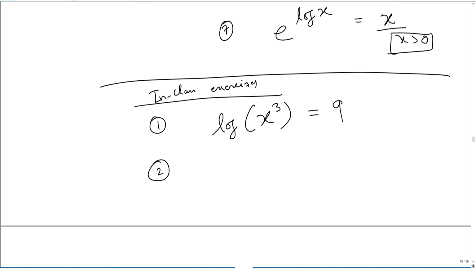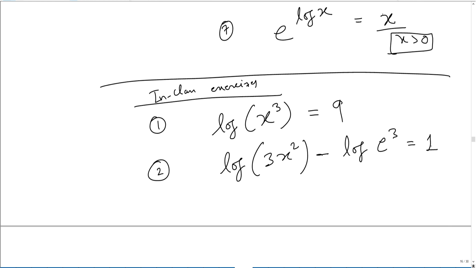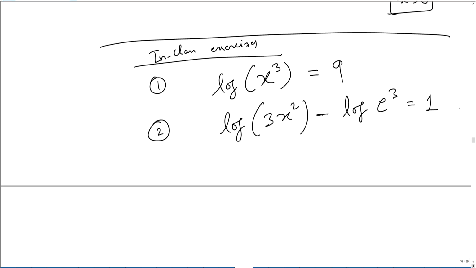So, let's say log of 3x square minus log e cube equals 1. Can you solve this equation? Consider all logs natural logs.